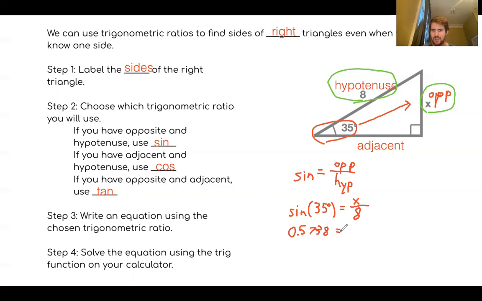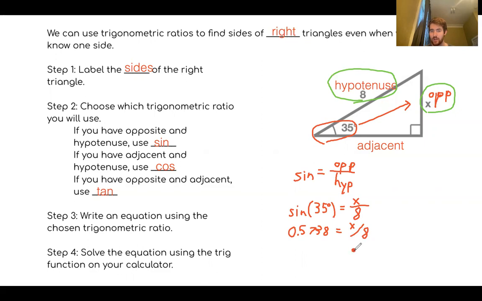Use as many decimal places as you can, because otherwise your answers are going to be a little bit inaccurate. So 0.5738, I just got this from a calculator, equals x divided by 8. Well, we are trying to figure out what x is, so we got to get x alone. We got to get rid of this divided by 8. How do we cancel out dividing by 8?